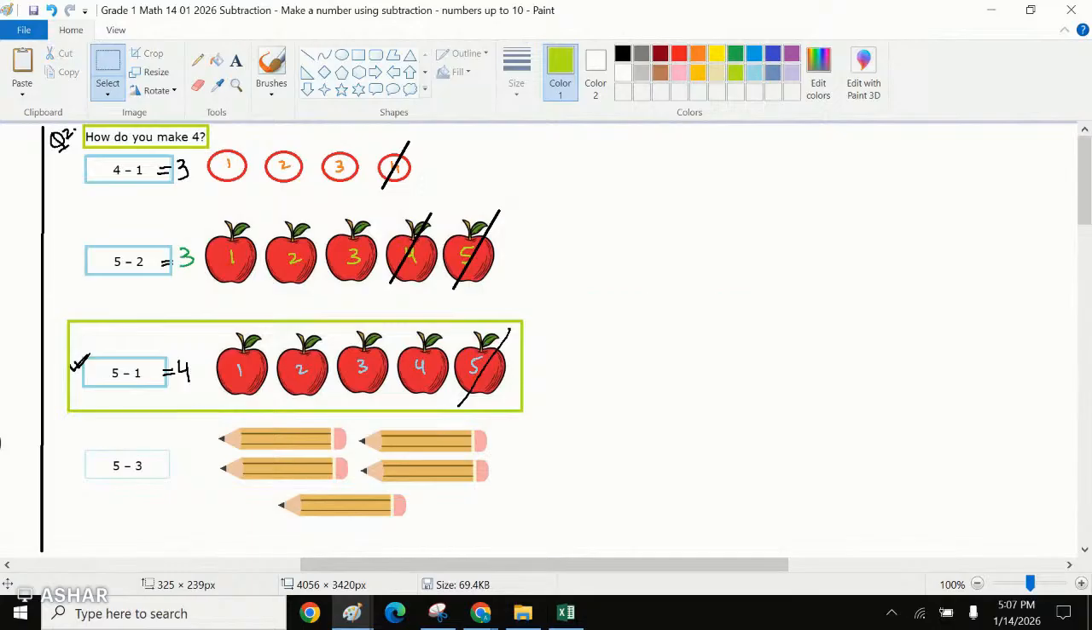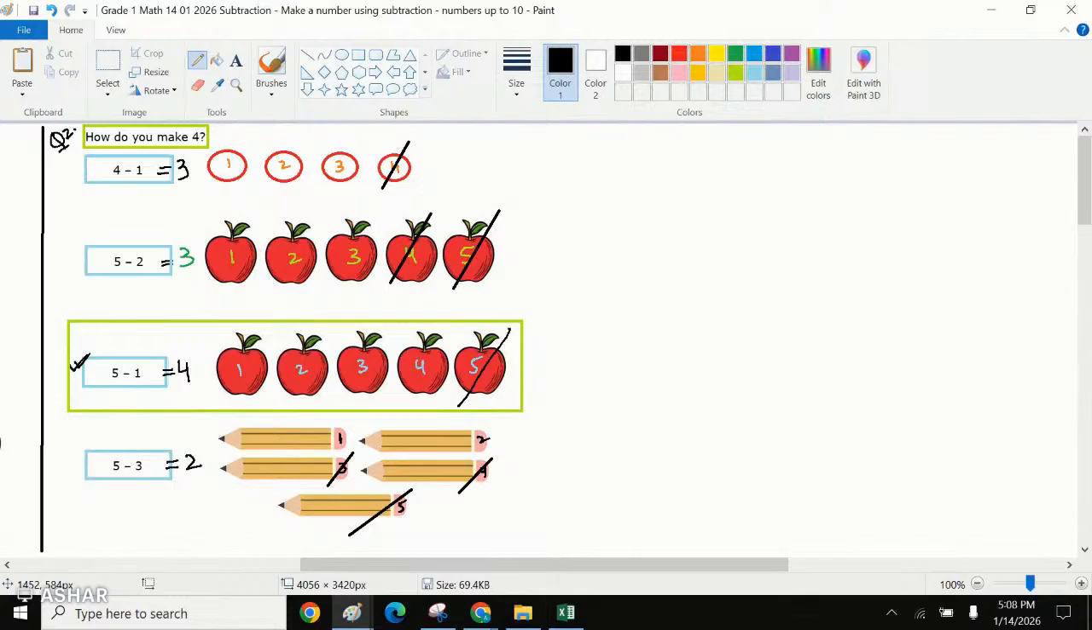So how many pencils were there? There were 5. 1, 2, 3, 4, and 5, right? What we need to see is 5 minus 3. What should be our answer for 5 minus 3? Let's remove 3 pencils. We remove the 5, 4, and 3. So how many pencils are left? We are just left with 2 pencils.